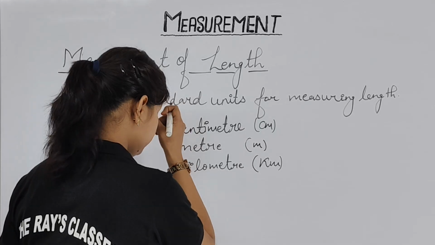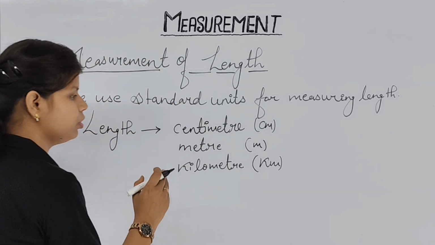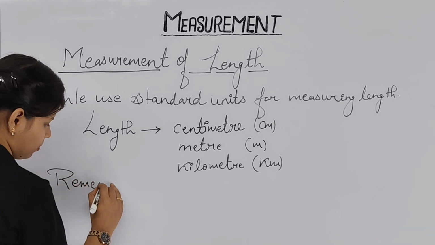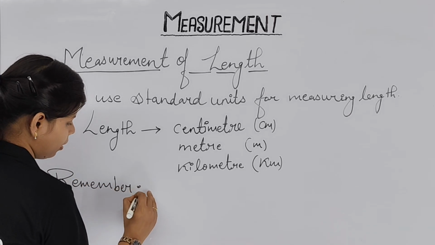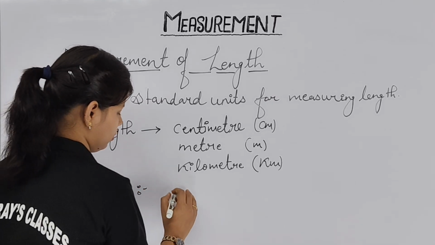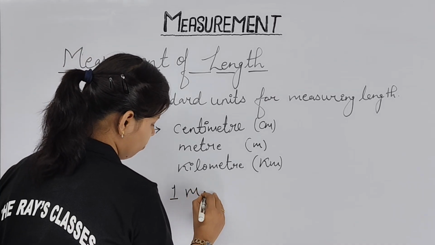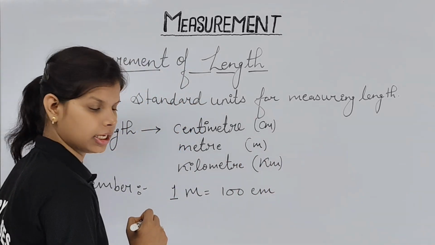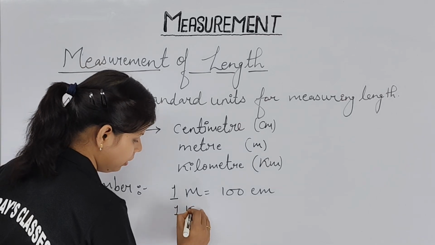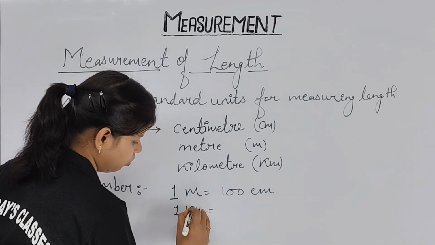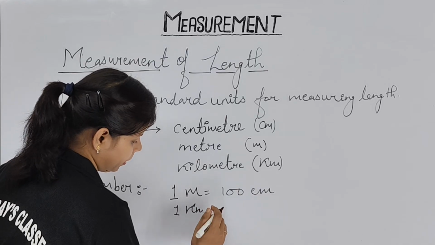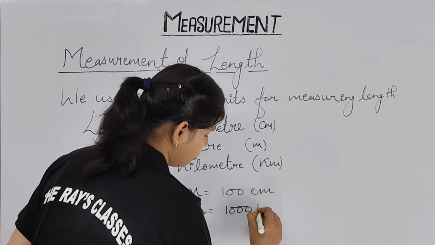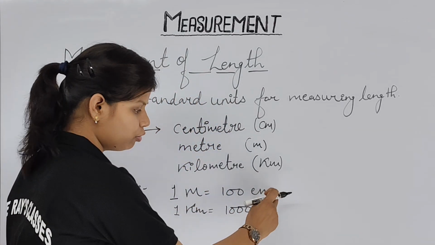These all three are your standard terms that you are going to use for length. The basic thing that you have to remember is: 1 meter equals 100 centimeters. Clear? 1 kilometer equals 1000 meters. See, now I am using the short form.